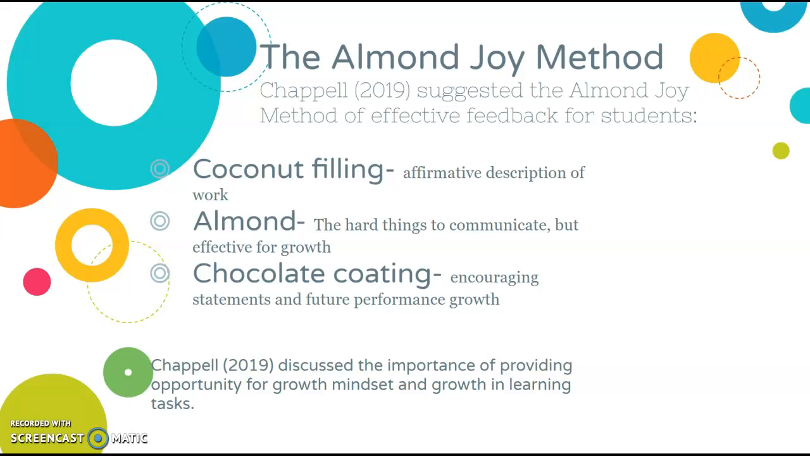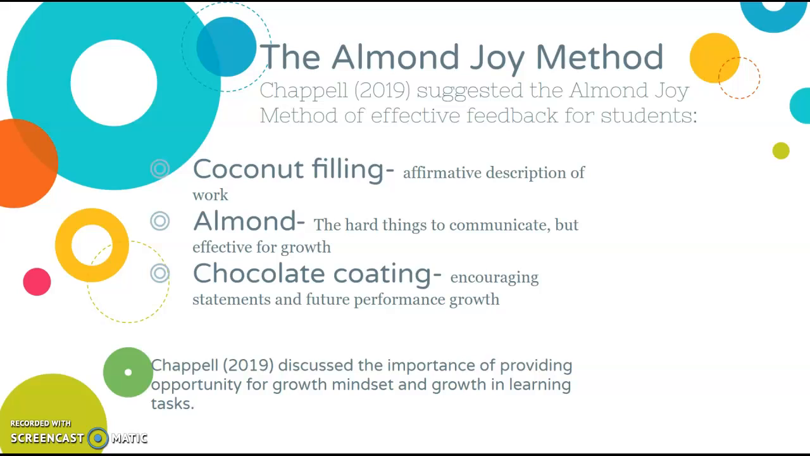The almond part of the candy bar is the hard part, right? So this is the hard things to communicate, but they're effective for growth, so they're important. So this is probably the part that no one really likes to do, but it's also the part that's important because it helps on the improvement of those skills and working towards goals. So the comments should also communicate what needs to be changed, what needs to be improved, what needs to happen differently next time, and really being specific on what you want the learner to work towards.